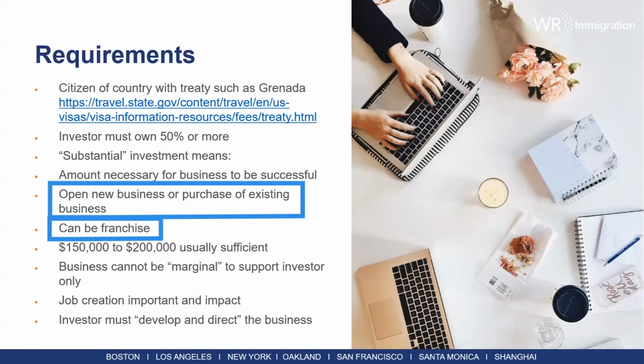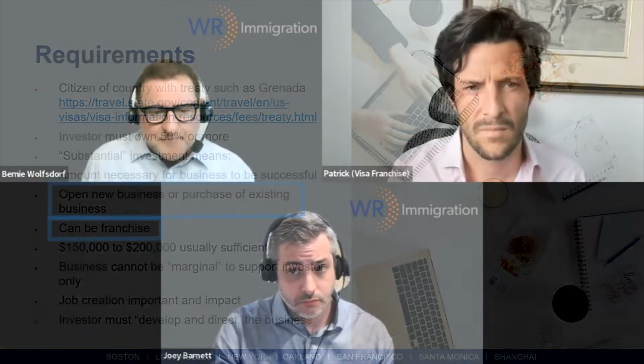Now, opening a new business obviously works nicely. Purchasing a business works. Purchasing a business almost always does not work for direct EB-5. So now we're talking about E-2. We're also going to talk about converting an E-2 to an EB-5.